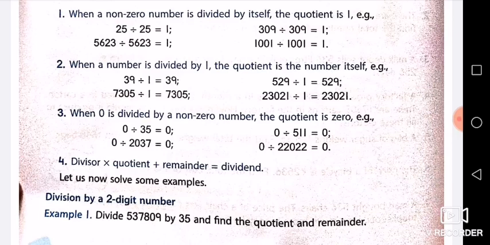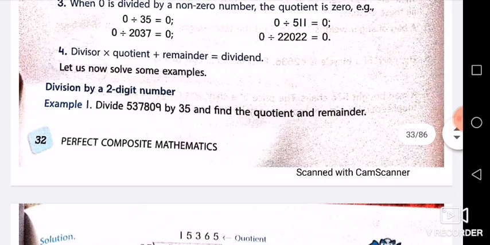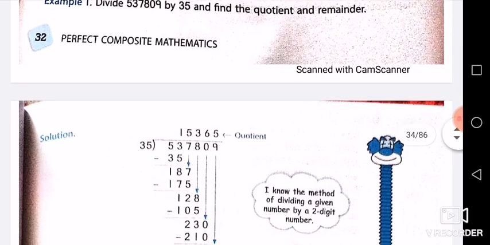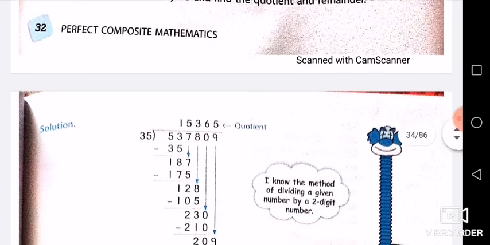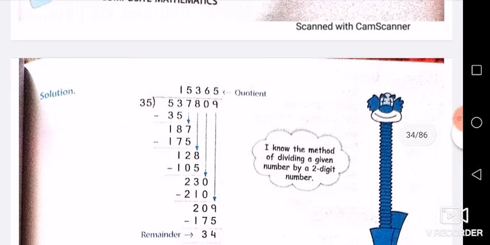So let's see the first example. Find the quotient and remainder. Divide this number, that is 5,37,809 by 35. Find the quotient and remainder. So let's do this question.